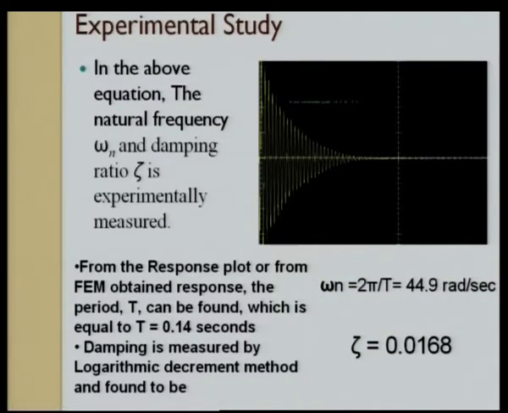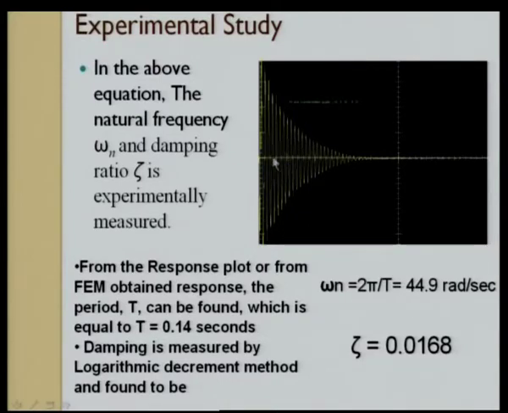So, first we do an experimental study. In the above equation, the natural frequency omega and damping are to be known. So, we measured them experimentally. How do we measure it? We can take the time response. This is a typical time response that is given here. So, this goes up and down here.